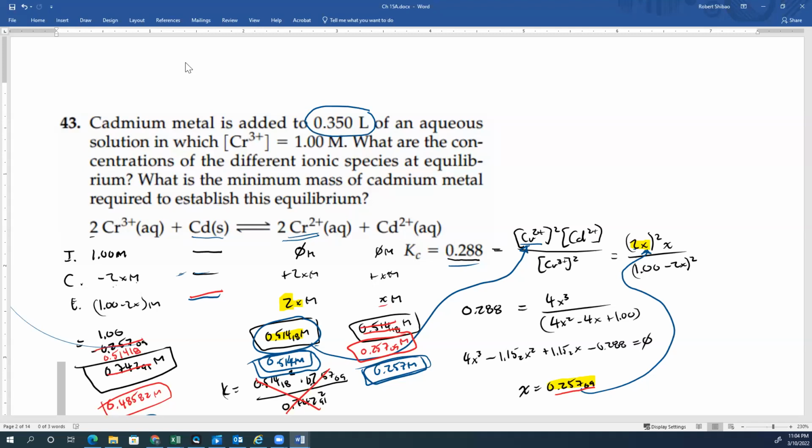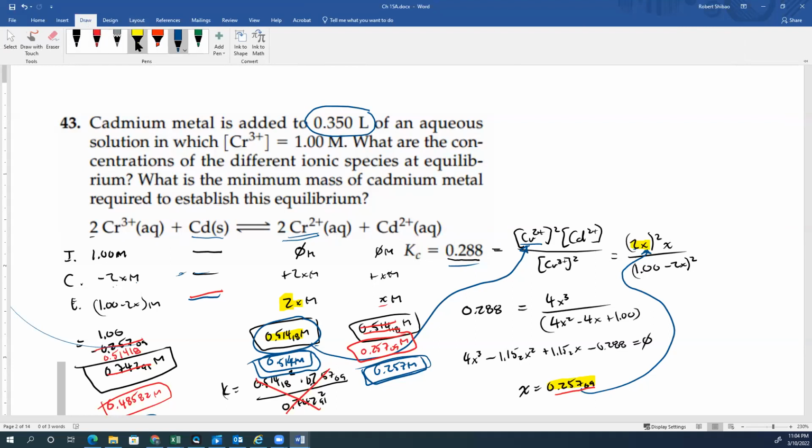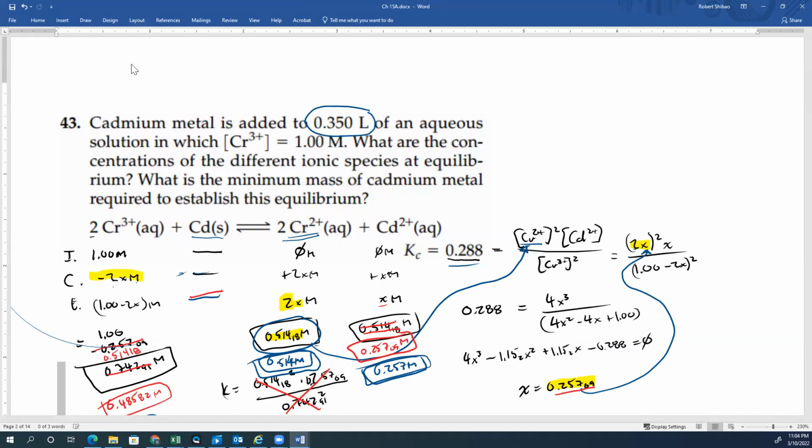Whatever this is here, we have to lose some here. We have to make sure we have enough cadmium to react with that. And so how much did we lose? What is minus 2x? Well, minus 2x here is minus 0.51418 molar. That's how much we lost. And therefore, we have to have enough cadmium to react with all of that in the 2-to-1 ratio. All right, so this is the way we can do it.